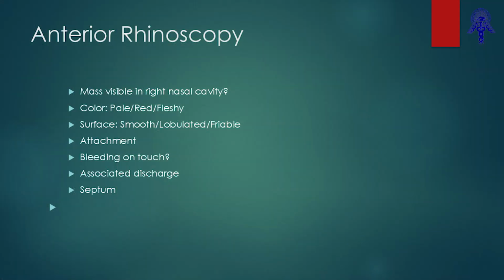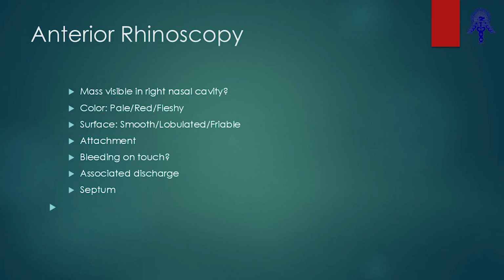Now anterior rhinoscopy. Sensation. Yeah, we should look for the sensation over the cheek. Sometimes if the nerve is involved, infraorbital nerve is involved, there will be anesthesia or paresthesia over the cheek skin. And one thing more, we have to look for the denture actually, ওটা পরে আছে ওরাল ক্যাভিটিতে.